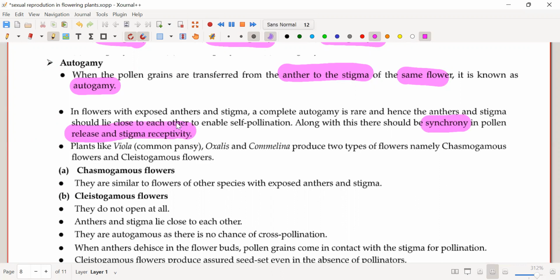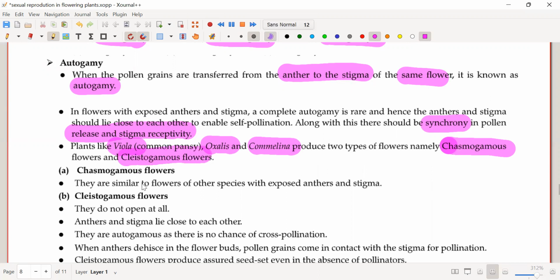We already worked on the viability of pollen grains, isn't it? The maturity of pollen grains and the stigma receptivity, accepting the pollen grains, should be there, or else it won't happen. Plants like viola, common pansy, oxalis, and commelina produce two types of flowers, namely chasmogamous flowers and cleistogamous flowers.